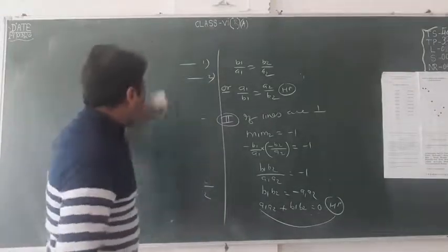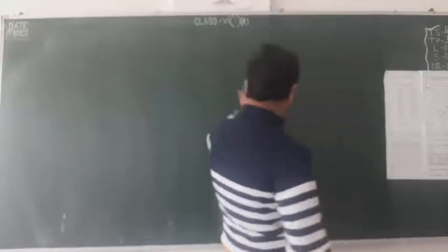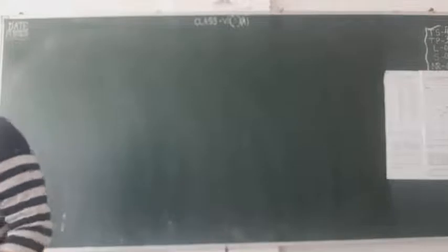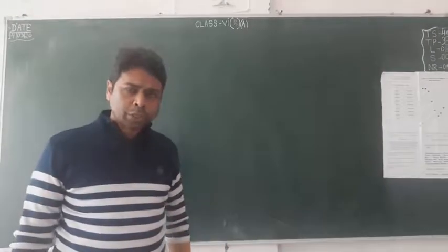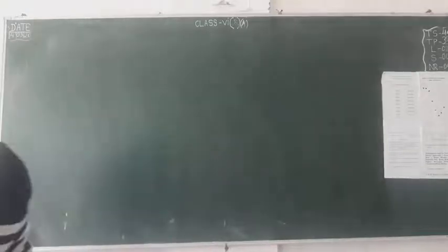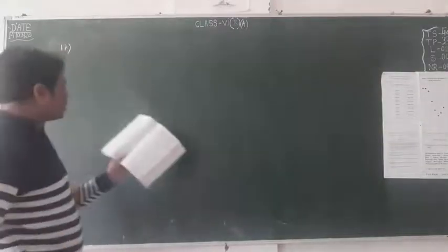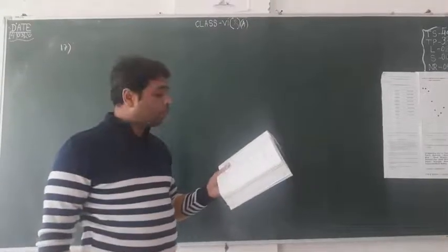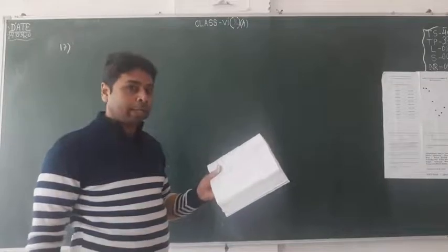Now, the next. Let me say one thing. This is going to be a very important question for the exam, so please do it sincerely and seriously. 17th example. The question says: find the equation of the line perpendicular to the given line and passing through 1 and minus 2. Look at it.